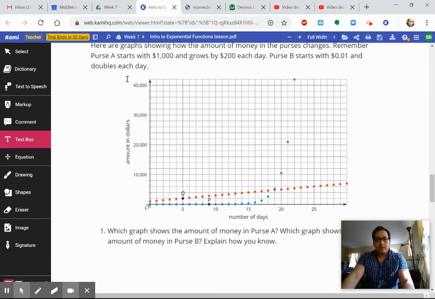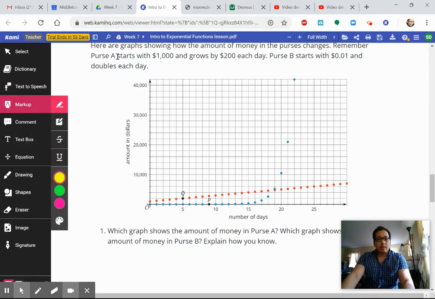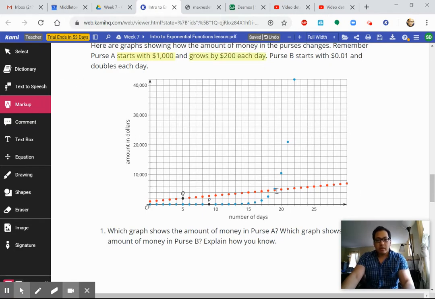So that's the one that starts with $1,000 and grows by $200 a day. Right? So which graph shows that? Is it the red or the blue? Well, it's the red graph, right? Because how can you tell?